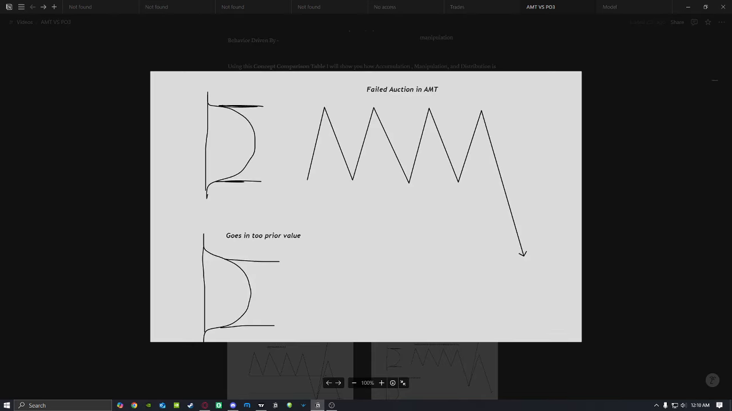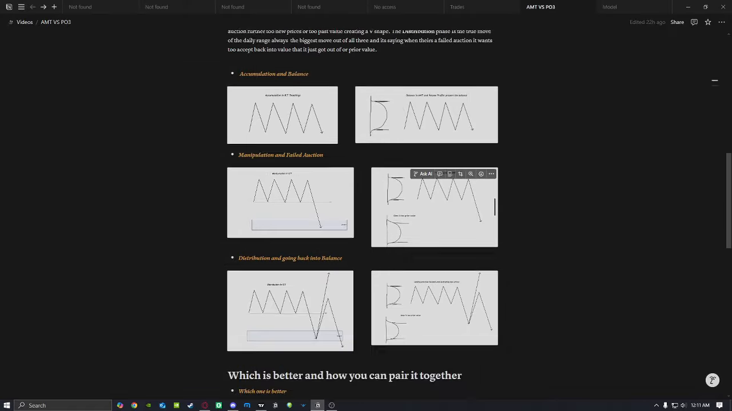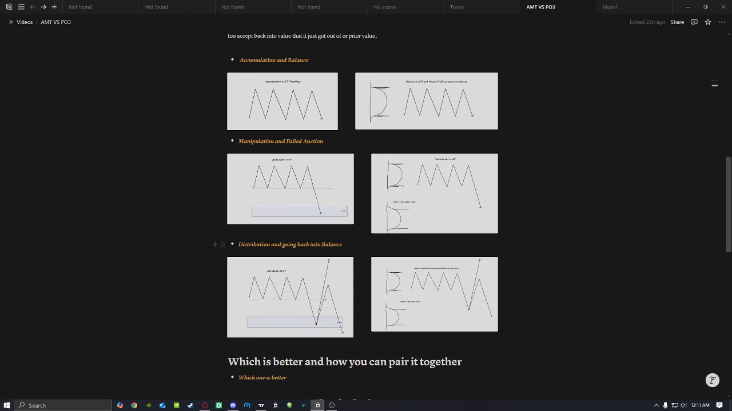And I'm showing you the same thing as AMT. ICT just rebranded it, but it's basically AMT, at least this part. So we have accumulation, which is this balance range, but then when it manipulates, we go into another balance range, which goes into prior value. It goes to an extreme, so it will reject off another extreme. Distribution and going back into balance.